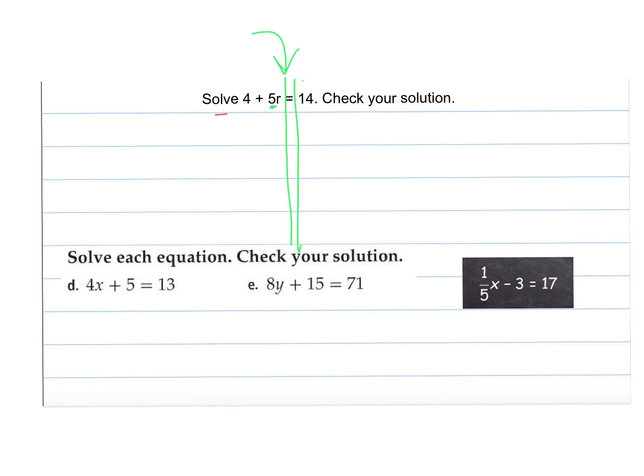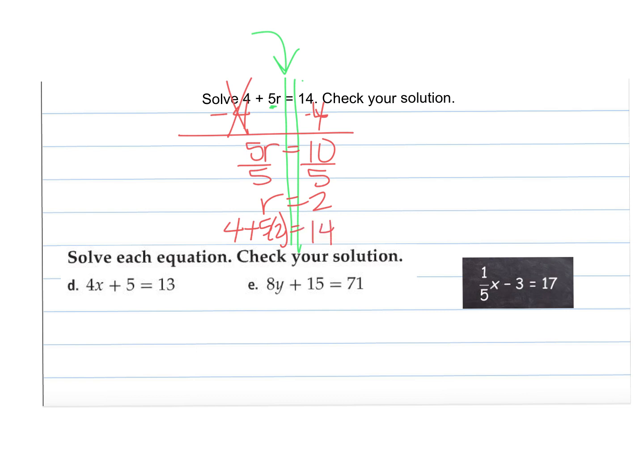So I'm going to subtract 4 on both sides. Notice I still line it up right underneath the 4. Minus 4. 4 minus 4 is 0, so then I have 5r equals 10. And then we know from here, we divide by 5, r equals 2. So then we're going to do 4 plus 5 times 2, which is 4 plus 10, which is 14. So then r equals 2.